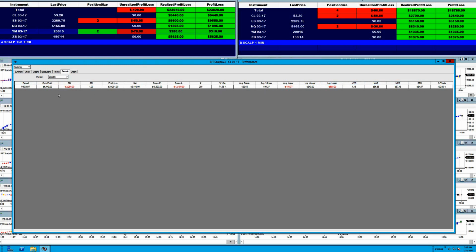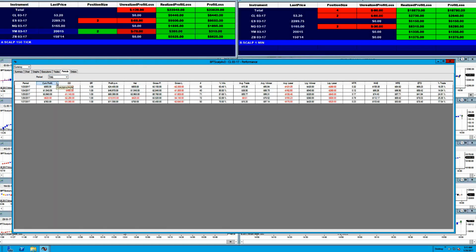71.58. You can see the ratio, everything on that one here. Then if you want to, you can look at your drawdown daily, and let's go ahead and look at your daily. We can see the drawdown, and this is a pretty nasty day here. It was a very nasty day. And welcome to trading.